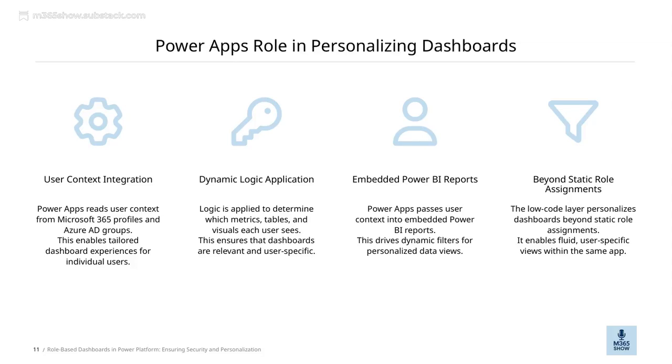Power Apps can pass user context directly into these reports, which then use that information to apply dynamic filters. This means that each user sees data that is relevant and personalized, rather than a one-size-fits-all report. Additionally, Power Apps applies logic to determine which metrics, tables, and visuals each user should see. This dynamic logic ensures that dashboards are not only personalized, but also highly relevant to their specific roles or needs.